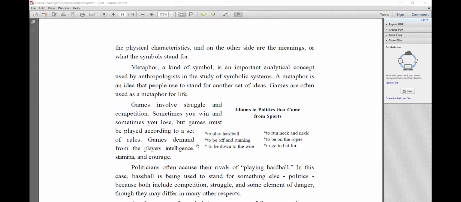In the same way, games demand from the player intelligence, stamina and courage, right? So in life too, you need intelligence, stamina, and courage, because otherwise you won't be able to do things.